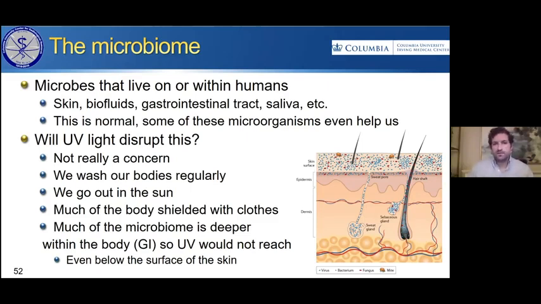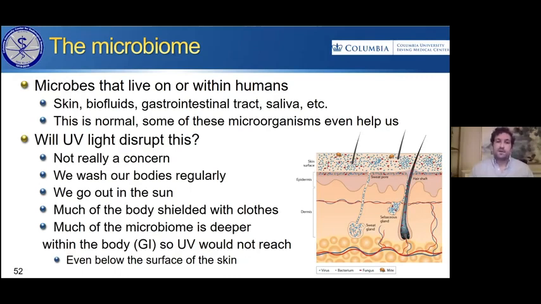So is constant radiation with far-UV light going to matter? And we don't really think so. We do a lot of things that are naturally going to disrupt the microbiome. We wash our hands regularly. We take regular showers. We go out in the sun. So there's UVB that's going to hit us on our skin, and that's going to have some antimicrobial effect too. And much of our body is shielded with clothing. So any far-UVC light is not going to penetrate through our clothing, and most of your skin isn't going to be exposed.